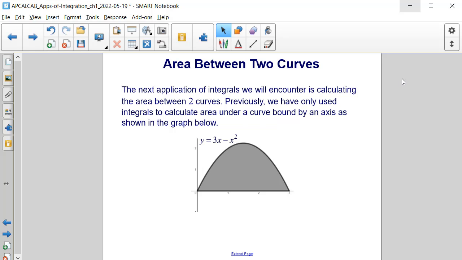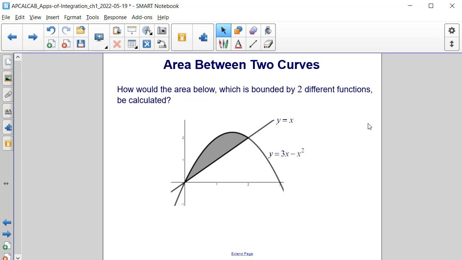The next application of integrals that we will encounter is calculating the area between two curves. Previously, we have only used integrals to calculate the area under a curve that was bound by an axis, as shown in the graph below. But what about this situation? How would the area, shaded here, that's bound by two different functions be calculated?